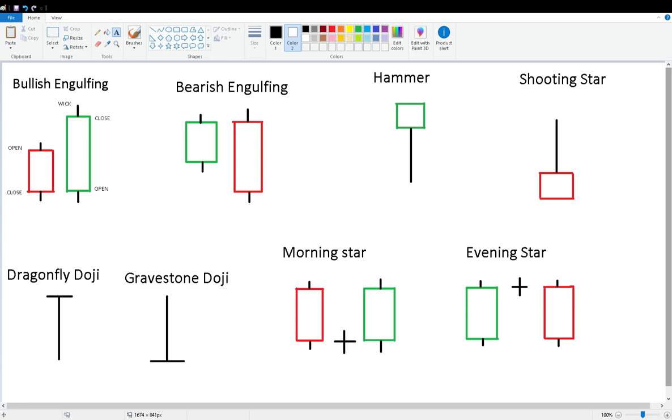Today we're going to be talking about trading cryptocurrencies in 2019. I am briefly going to be showing you guys some candlestick patterns to hopefully help you get better trades and hopefully get you better gains and profits along the way.